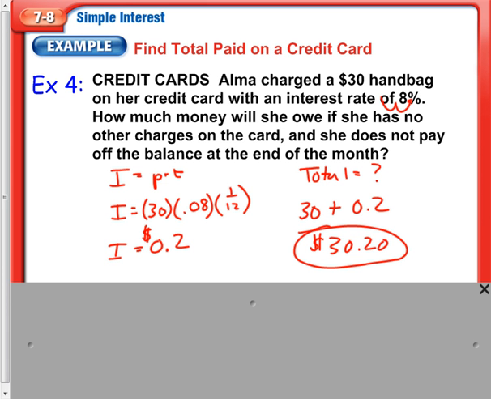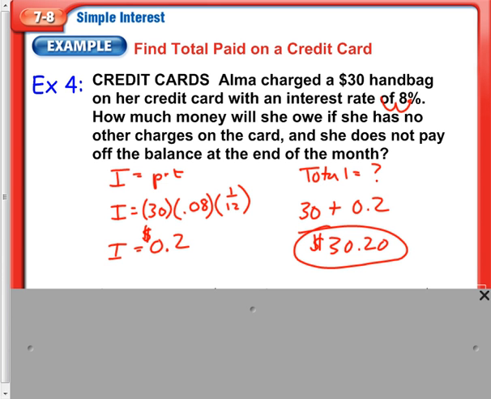So if she decides to buy this bag with her credit card and at the end of the month she doesn't make a payment, well, first of all, the credit card is going to actually charge her a fee for not making a payment, but that's a whole other story, okay? But bottom line, she's going to owe $30 because that's what the principal was. Then she's going to owe an extra 20 cents because the credit card is actually allowing her to take a mini kind of loan here to be able to purchase that handbag or purchase other things that maybe she doesn't have the cash for.